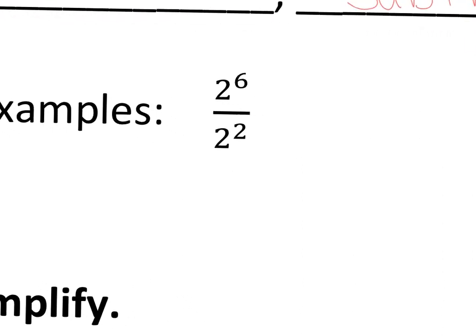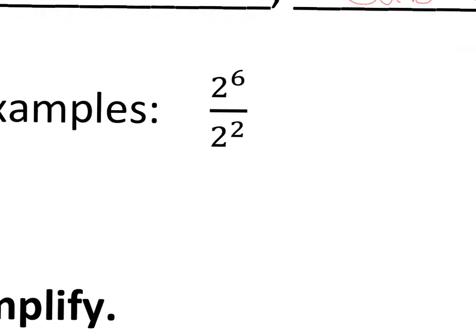When we're looking at something like this, we're just going to subtract the exponents and leave the base the same. So we're going to leave the 2, and then take 6 minus 2 and get 4. So when we're dividing, we're going to subtract. Now, I still expect you to come up with that 2 times 2 times 2 times 2 is 16. Okay? All right, let's look at the next one.